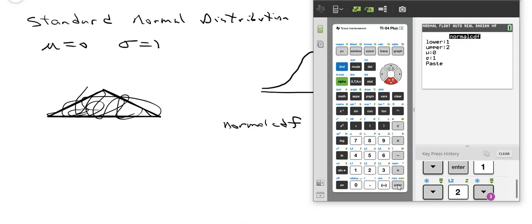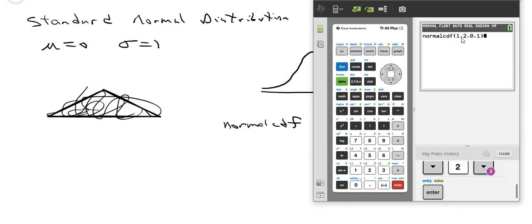I hit paste. And again, if you don't have the newer calculator, the Plus CE or whatever, yours may not look like this, but I'll show you. When I click enter here, there's what the older ones look like, just like that. You put in normal CDF, 1, comma 2, and the comma key is right here above the 7. So you put in 1, comma 2: left bound, right bound, mean, and standard deviation. So you're doing the exact same thing. Don't think your calculators are any different. There's one page difference, I don't know why they did that. And you just hit enter. Everybody hits enter, everybody gets to the same place.